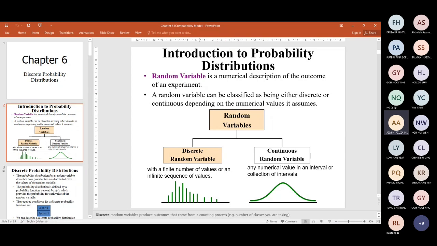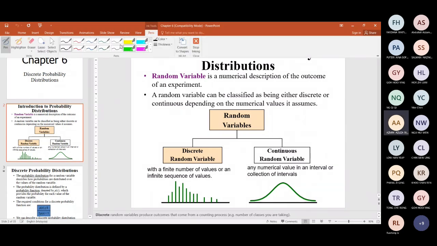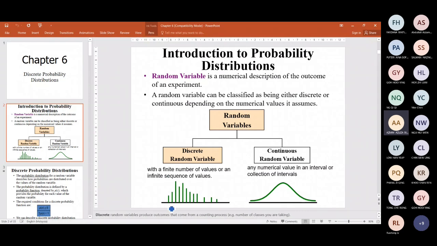So random variable can be divided into two. One is discrete, another one is continuous. Okay, so what is discrete? Discrete is when you have a finite number of values, and continuous is when you have an interval or collection of intervals. So for example, for the discrete one, it can be 1, 2, 3, 4, and so on. Or it can also be, for example, 1.5, 2.5, 3.5, something like that.